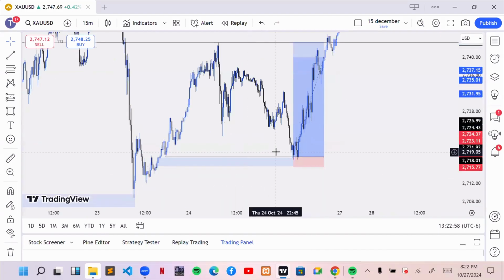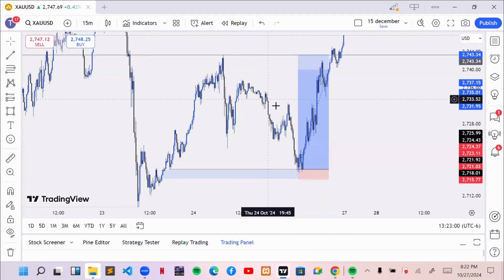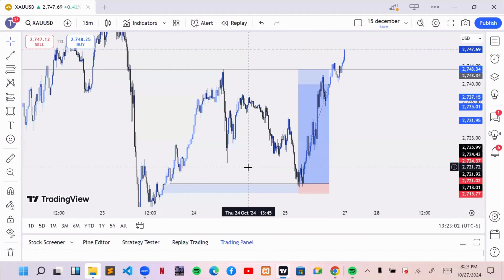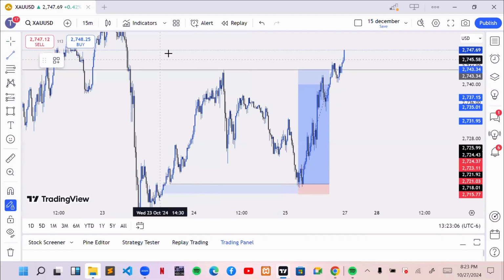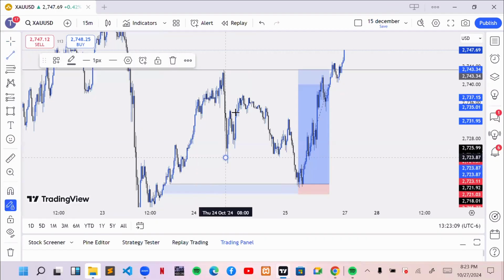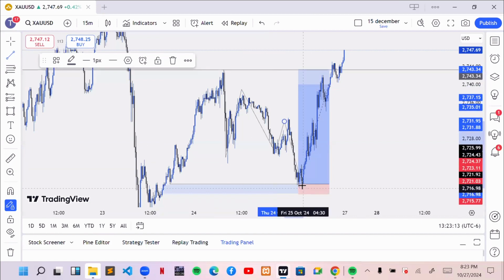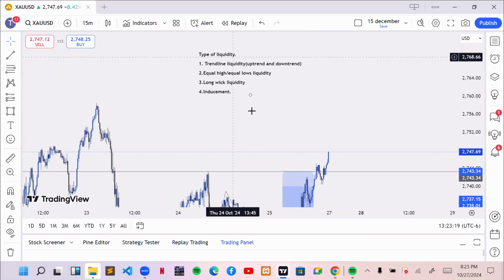So this is your POI, and let's assume that price was here, price has not gotten to this POI, and while price is approaching this POI, it was making a series of lower highs and lower lows, lower highs, lower lows, lower highs, and lower lows. Now, like I mentioned, there are types of liquidity, and one of them is trend line liquidity, uptrend and downtrend.